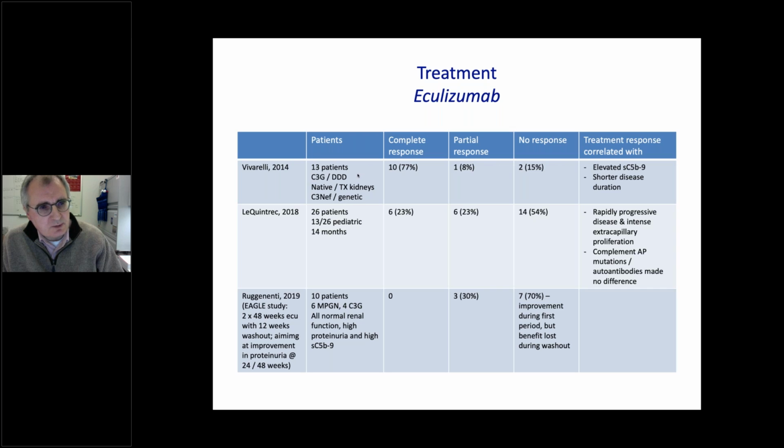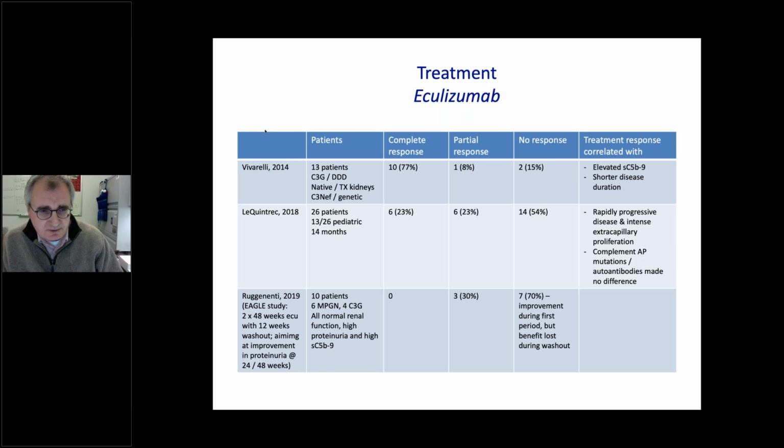Our host, Marina, has published a case series of 13 patients with C3G and dense deposit disease, both native and transplant kidneys, and various defects in the system, of whom 3/4 responded. Those patients stood out by high C5b9 levels and a shorter disease duration.